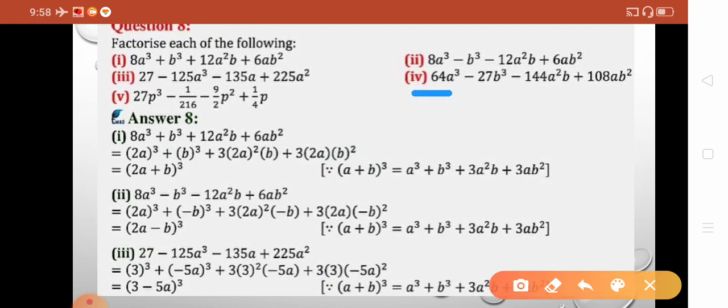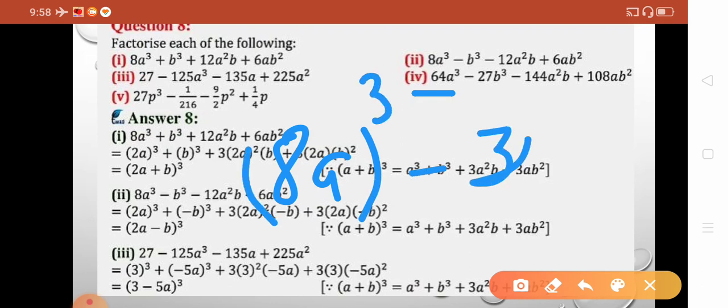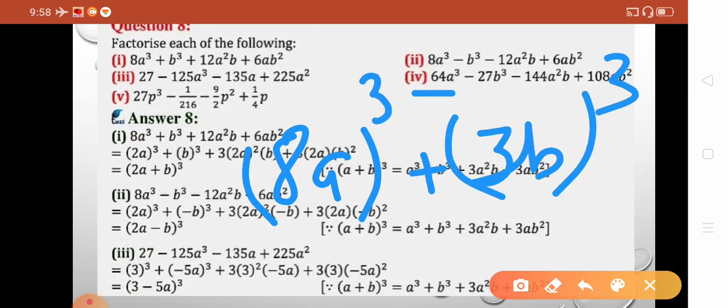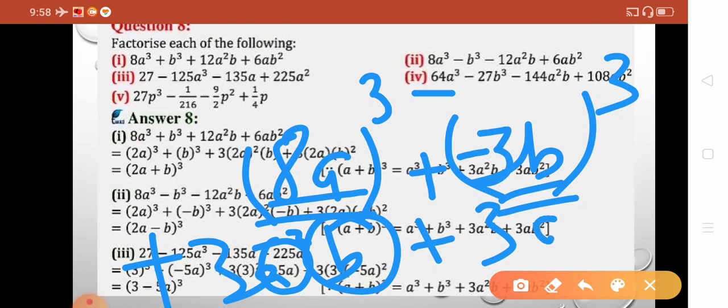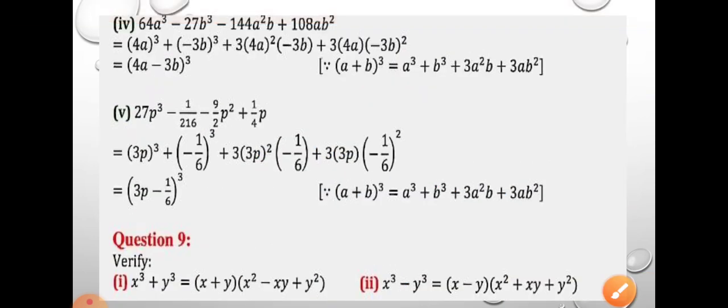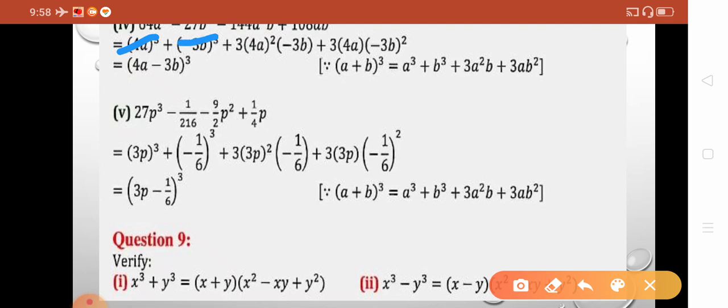Similarly we have 64a cube. 64 is the cube of 4: 4 4s are 16, 4 16s are 64. So we can write it as 4a cube minus 3b cube, or you can write it as plus minus 3b cube plus 3a square b, where we put the value of a equal to 4a and the value of b is minus 3b, plus 3ab square. We put these values like this: 4a cube minus 3b cube plus 3a square b plus 3ab square. So we get the formula 4a minus 3b whole cube.